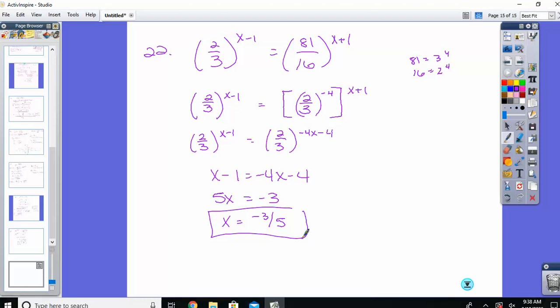Did you just make that one? You want to write it as one big exponent, so make that big exponent negative. Okay. Questions there? Alright, 24.